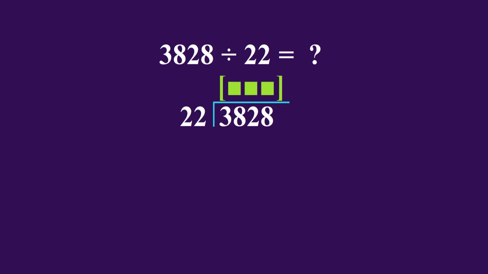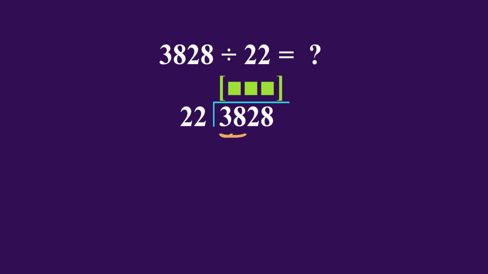Let's look at the first digit of our number inside the house. Is this 3 big enough for 22 to fit inside? In our case, we found that 22 is larger than 3. So we must take the next digit too.